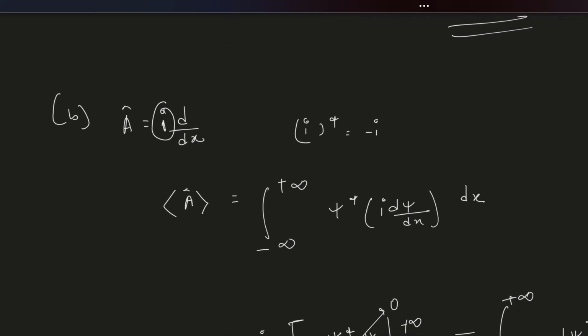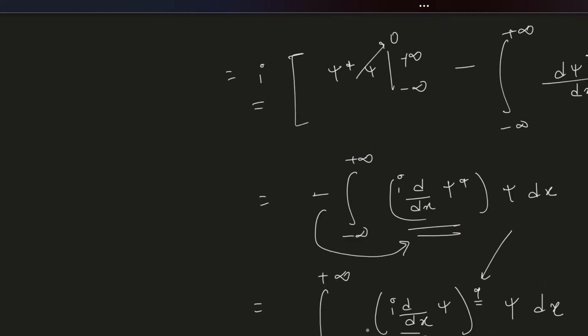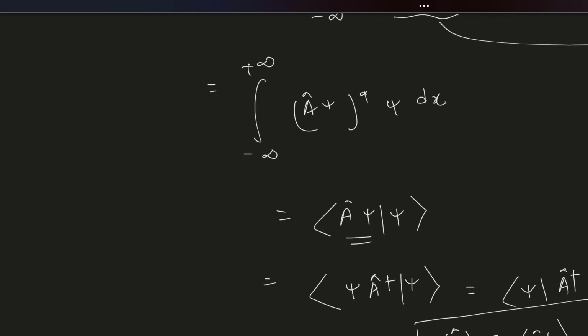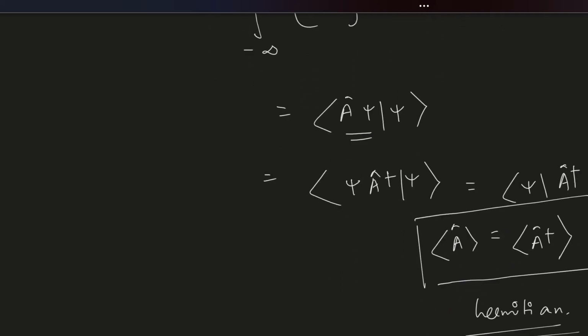So you started with A cap, where A cap is i d/dx. The expectation value of A cap is derived as the expectation value of A cap dagger. That means it is true to be Hermitian. So d/dx is not Hermitian, but i d/dx is Hermitian.